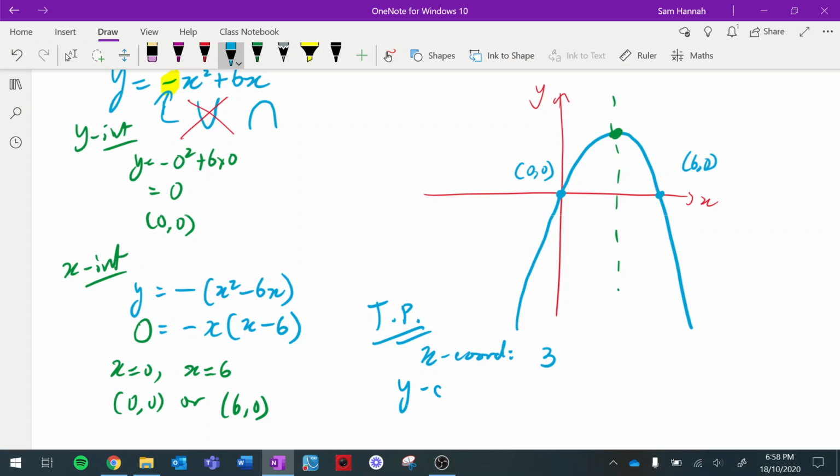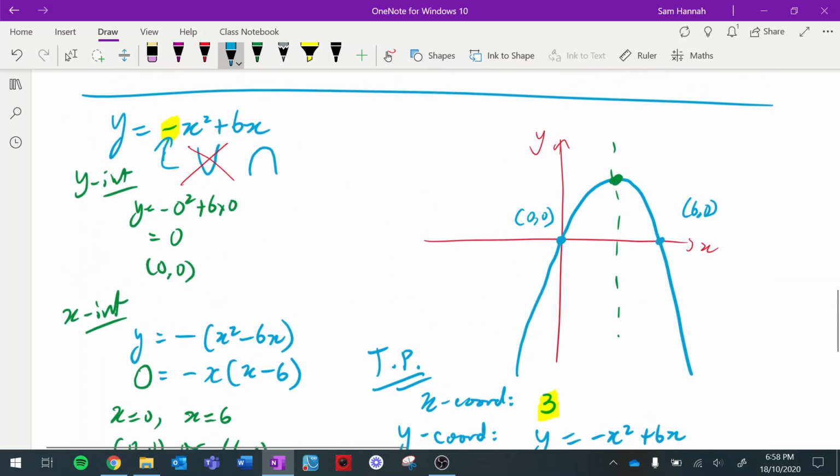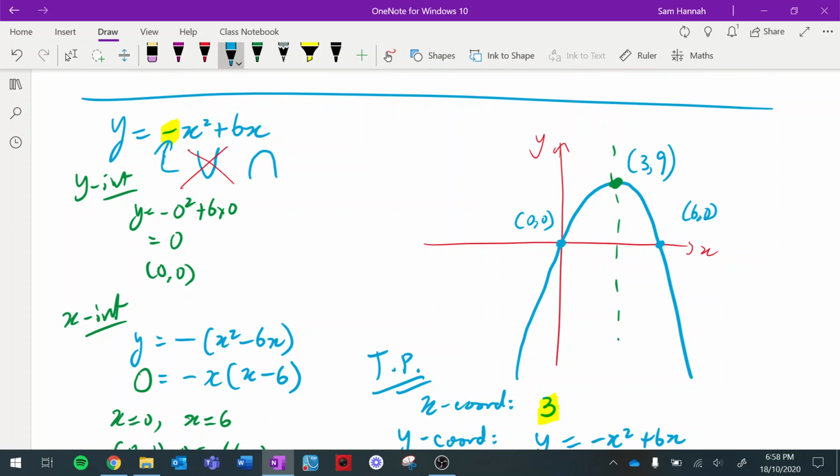And therefore, for the y-coordinate of the turning point, we need to sub 3 back into the original equation, which was a minus x squared plus 6x equation. So we need to do minus 3 squared plus 6 times 3. Let's do that. It gives us minus 9 plus 18, which gives us positive 9. So the y-coordinate is 9, the x-coordinate was 3. Putting them together, we must have a turning point at (3, 9). Back on the graph here, (3, 9). There we go, and there is a perfect graph of our parabola.